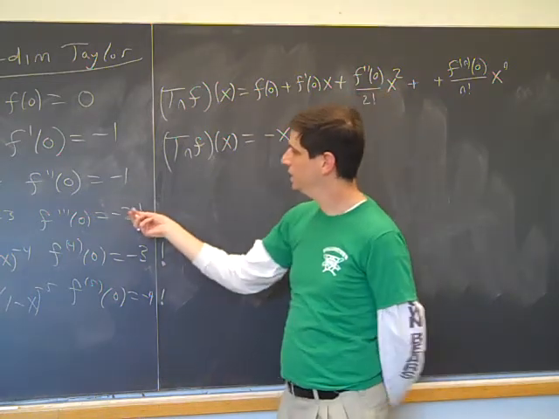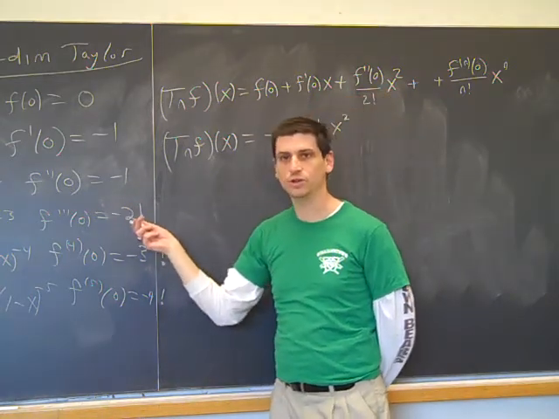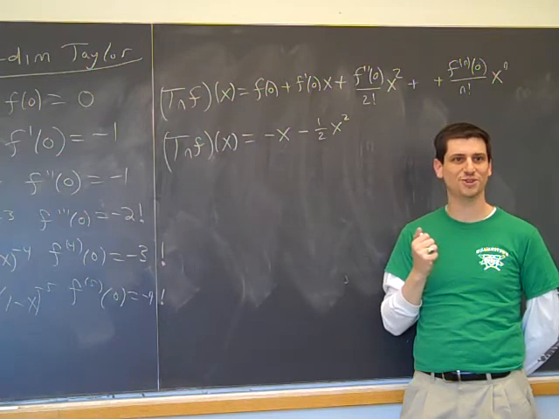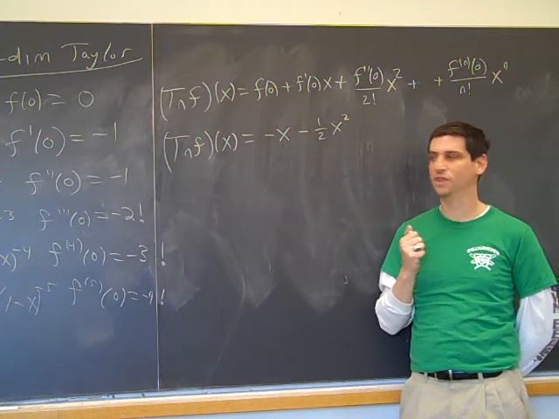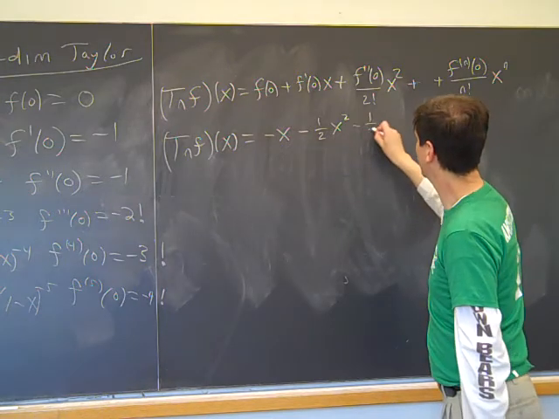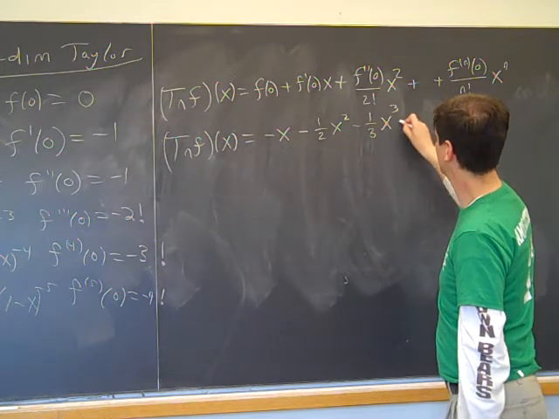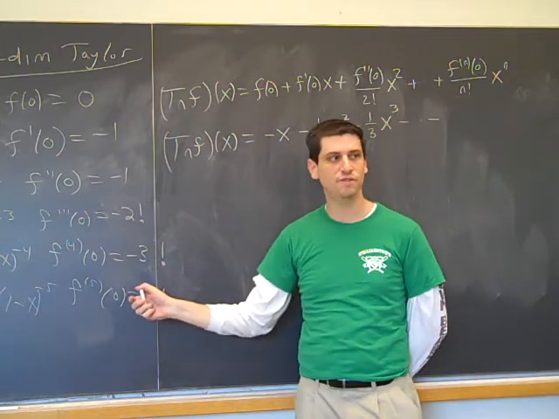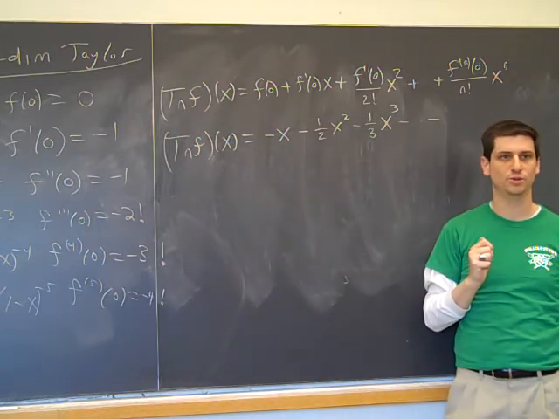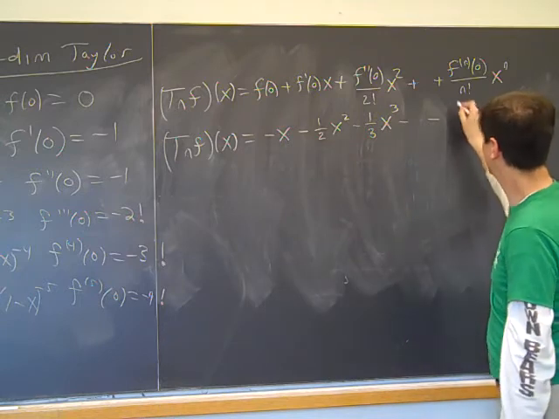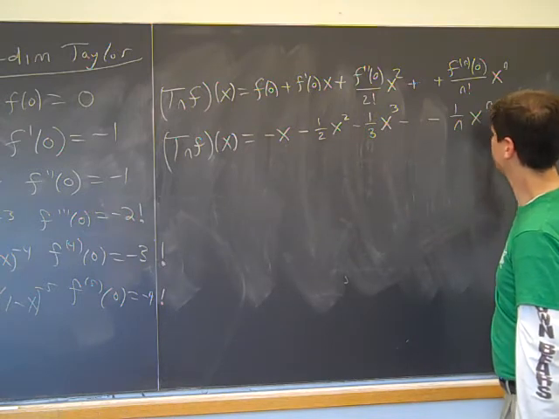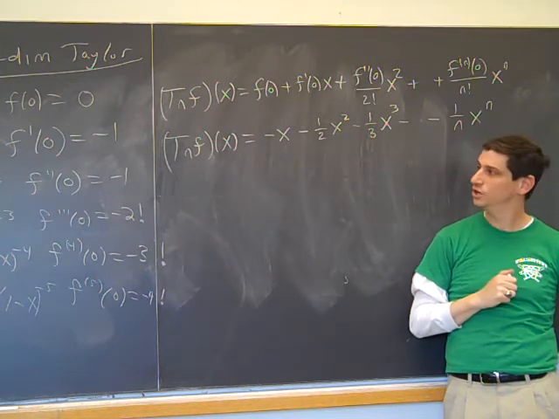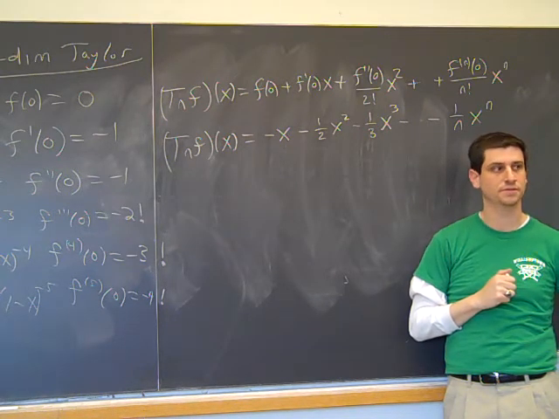The next one is negative 2 factorial over 3 factorial. What's 2 factorial divided by 3 factorial? 1/3. So we get minus 1/3 x cubed, minus dot dot dot, and the last one we have is n minus 1 factorial over n factorial, which is just 1 over n. So there is the Taylor series expansion for the log of 1 minus x.